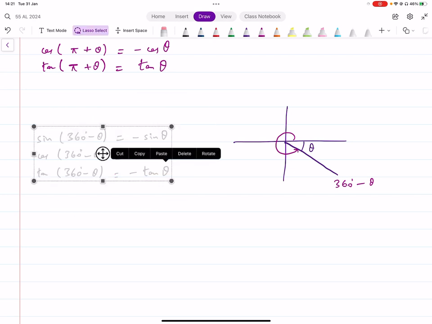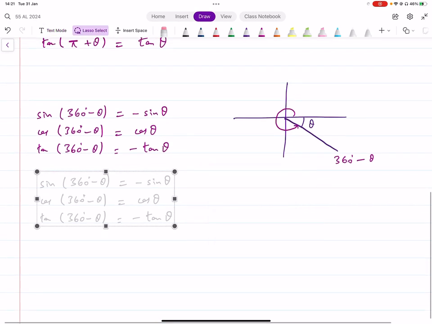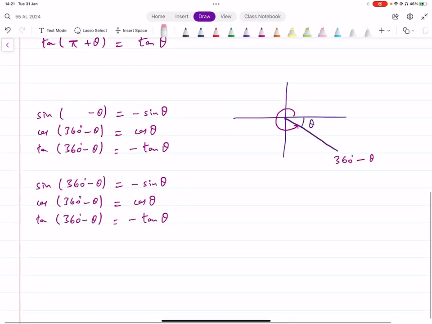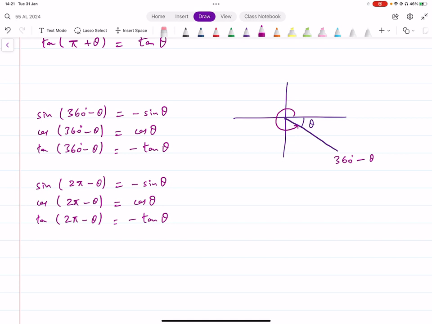You've got the same identities for radians as well. What will come in place of 360? 2 pi. Instead of 360 here, we write 2 pi. And these are the identities that we have for the fourth quadrant. But that's not it. Just a minute. In the fourth quadrant, one set of identities is this. Within the fourth quadrant you can also write another set of identities, and you should know them. These will be relevant later.